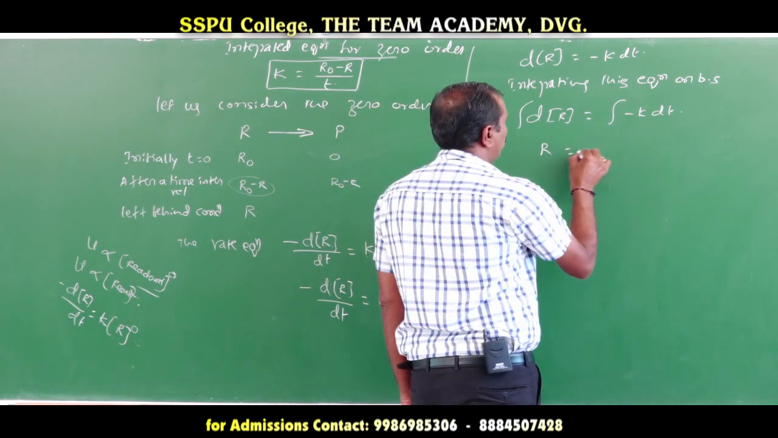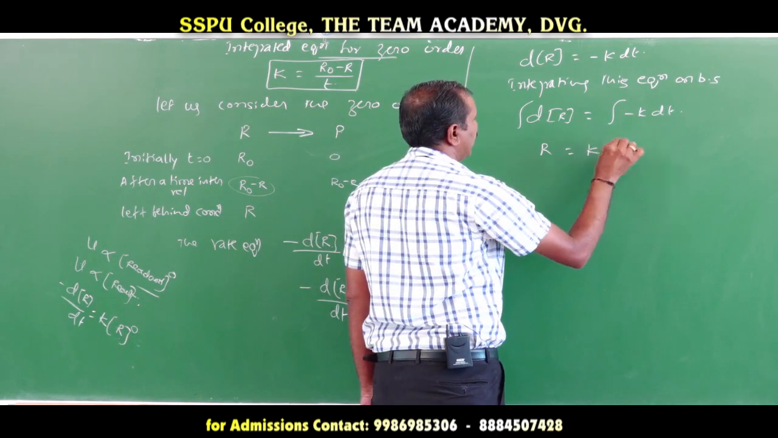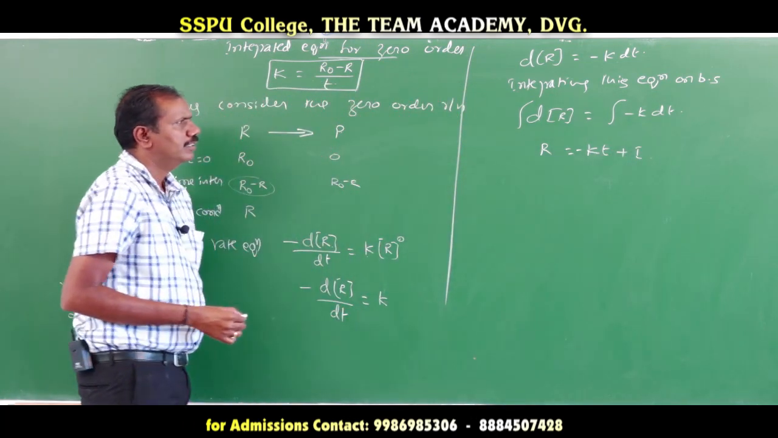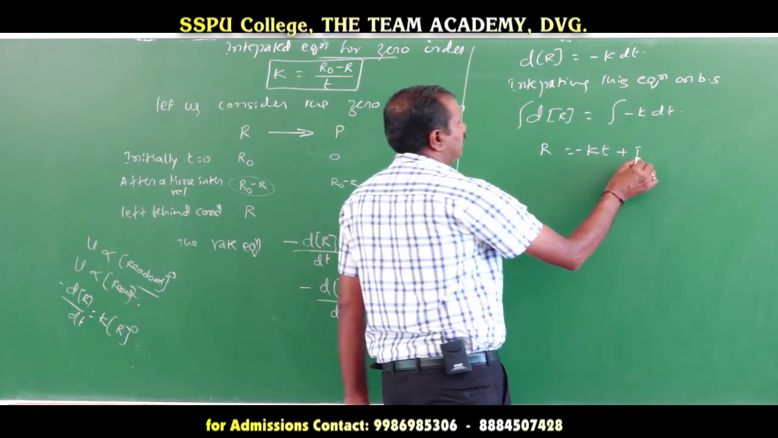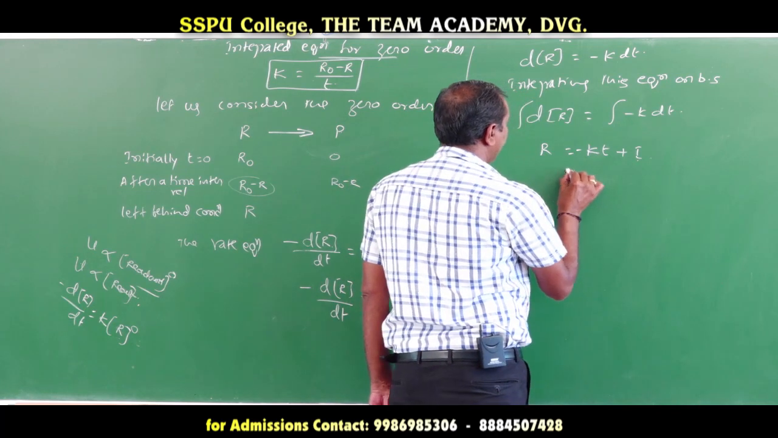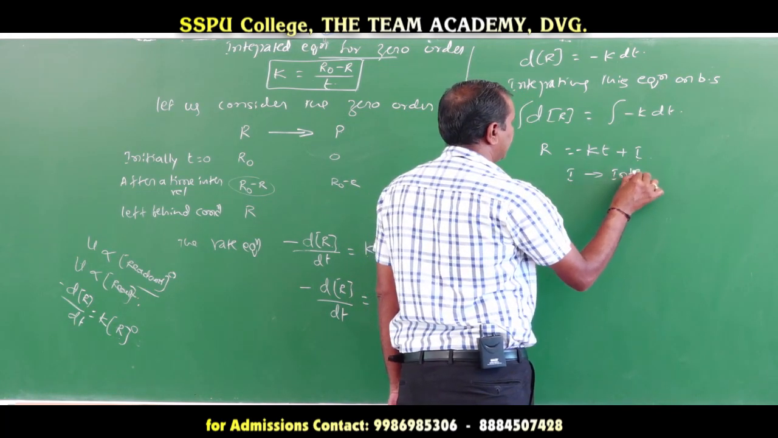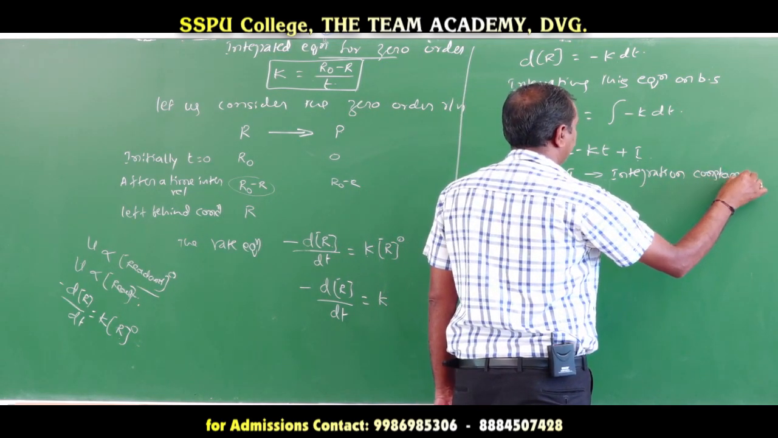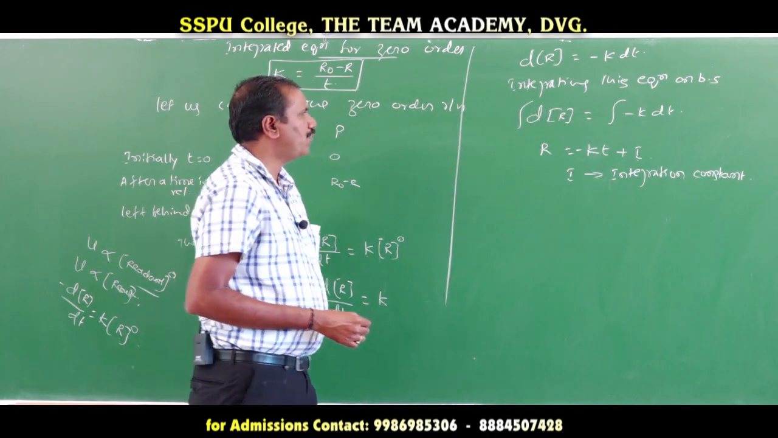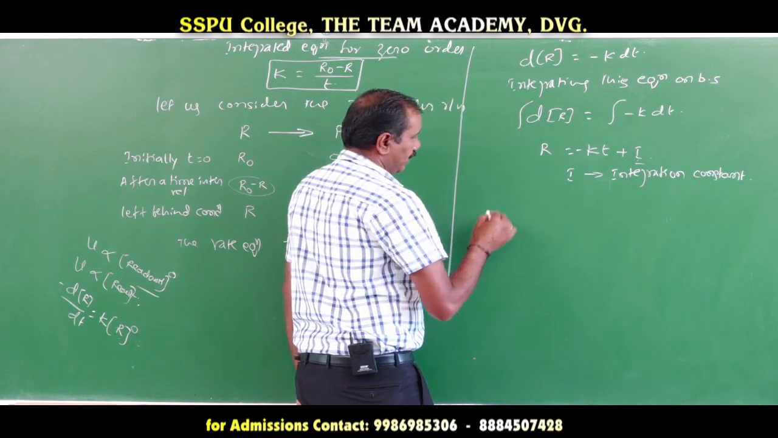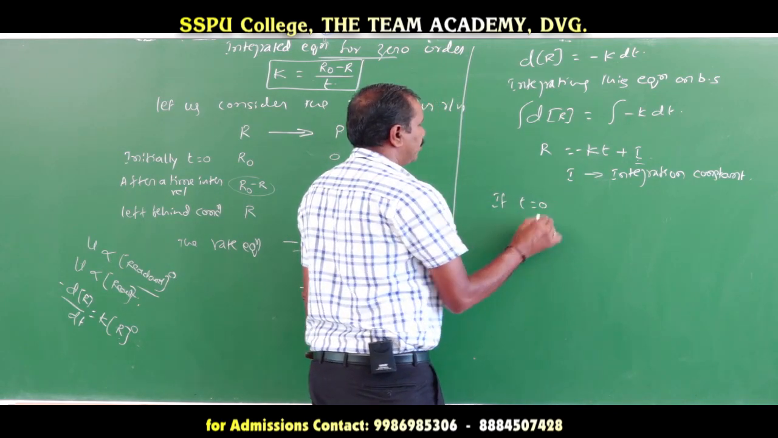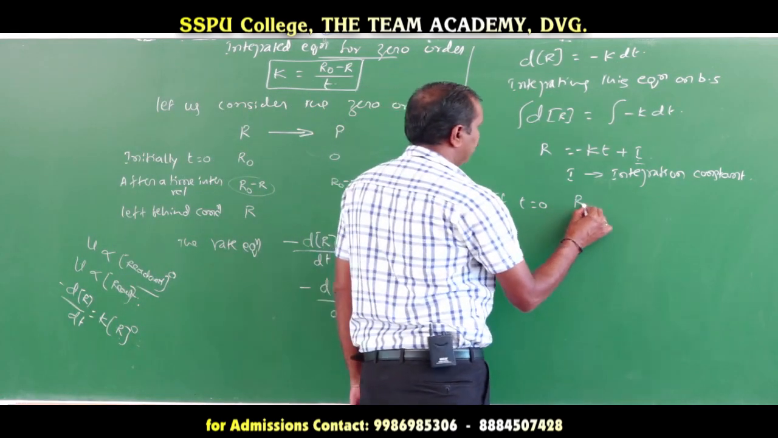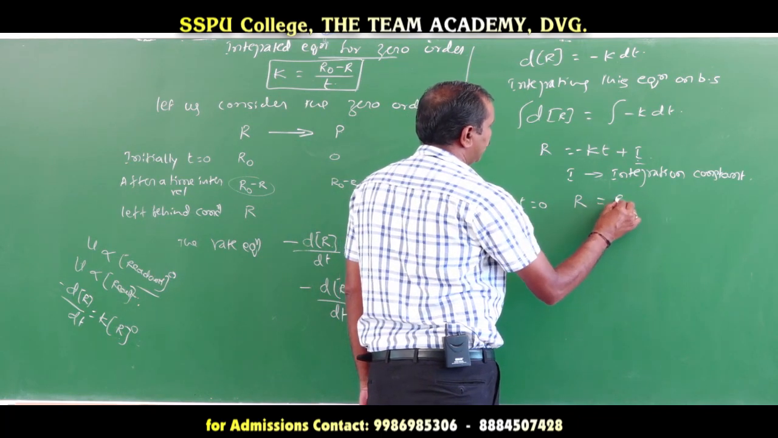That equals minus k into dt, which we may write as minus kt plus I, where I is the integration constant. Then how to find out the value of I? If t is 0, before the reacting condition, the concentration of R becomes R naught.